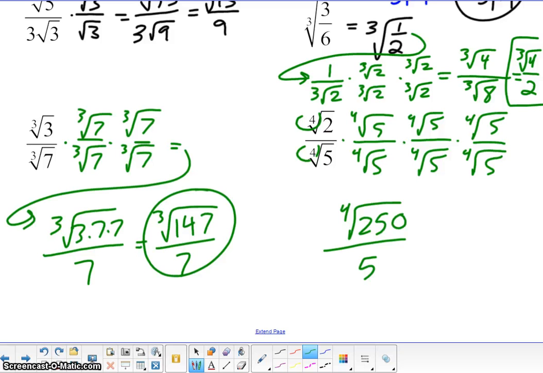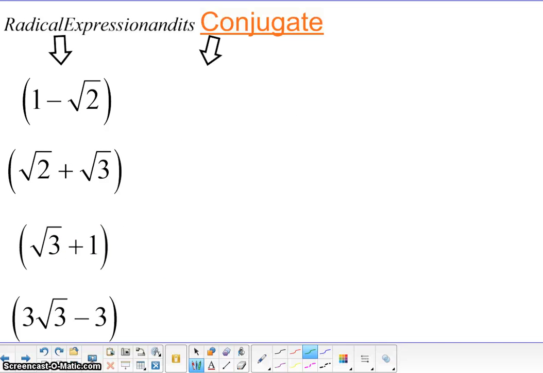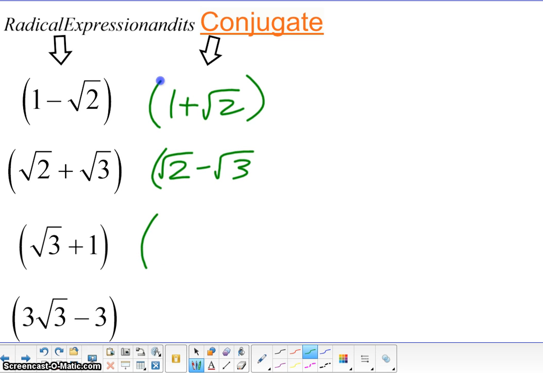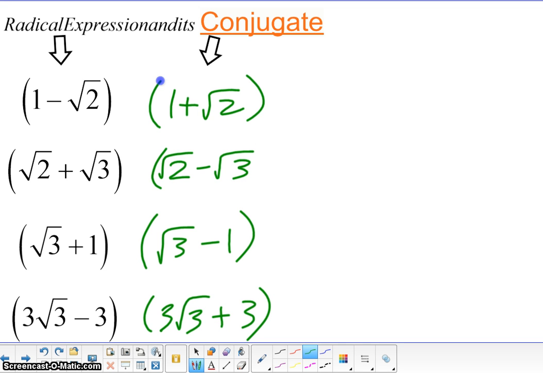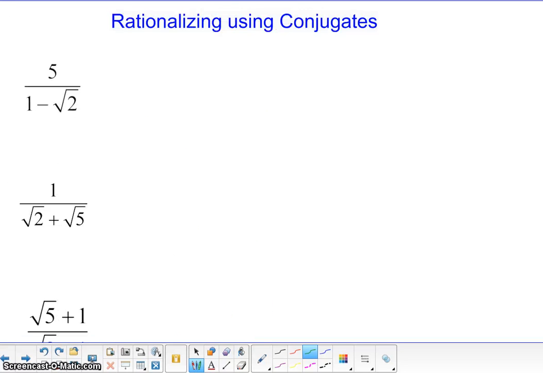Okay, so let's go ahead and go to conjugates. Conjugates are a way to rationalize the denominator when you have a plus or minus sign there. So the conjugate is going to be 1 plus radical 2. This one would be square root of 2 minus square root of 3. Notice what's happening here. Square root of 3 minus 1. And then the last one's conjugate is plus 3. Okay? All of these, a conjugate is the exact same thing with the sign switched. Okay, now let's use that on the example problems.